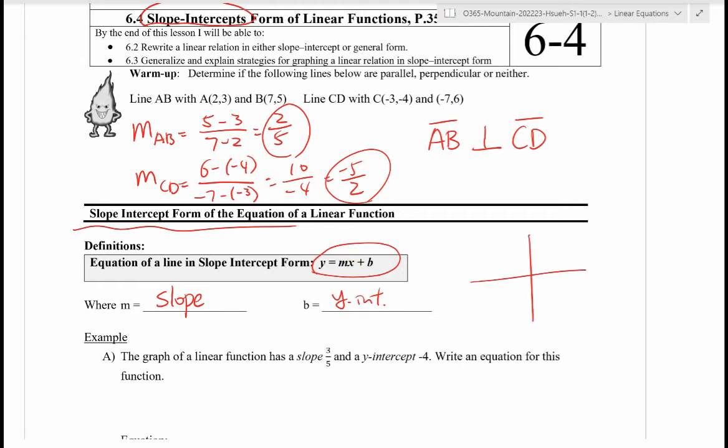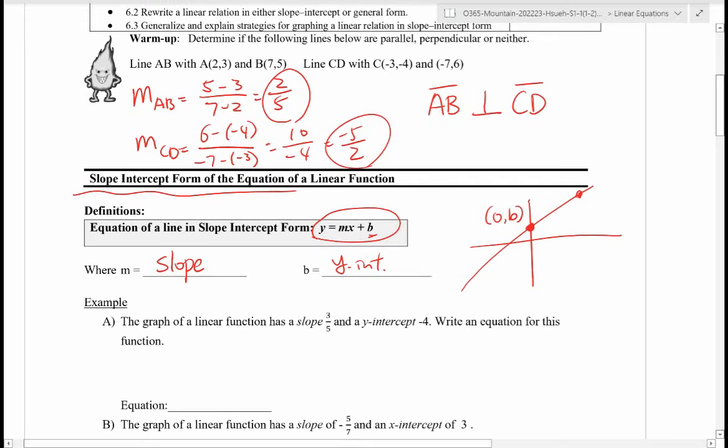So in other words, if we have a graph that looks something like this, the point right here is the y-intercept, and it has the coordinates 0, comma b. The y value on the y-axis is exactly the value of b. And you know how to find the slope of a line: you just need two points, and again, use your formula. So this y-intercept is the value of b.